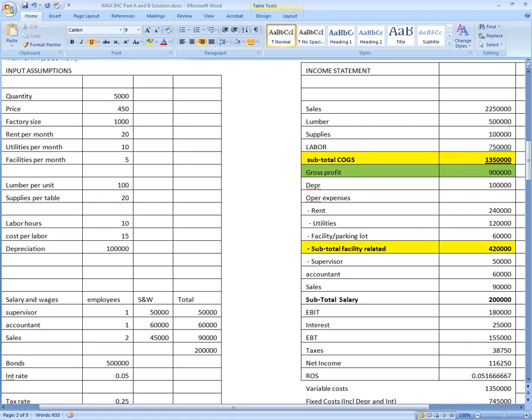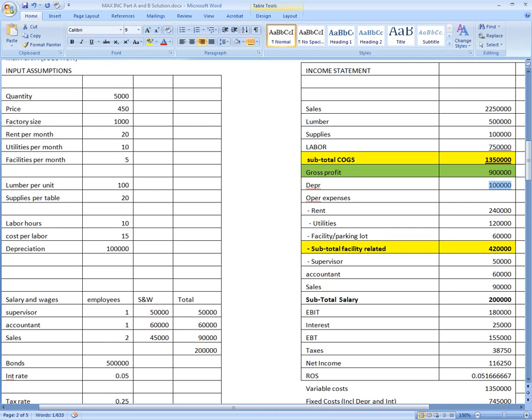Now the gross profit is basically how much money is left over after we have spent our money on the cost of goods sold. So that would be your revenue, and you subtract your variable cost of the cost of goods sold, and now you're left with this 900,000. So this formula would be your sales cell minus your variable cost cell, and you would get that number. Depreciation is 100,000 that was given to us.